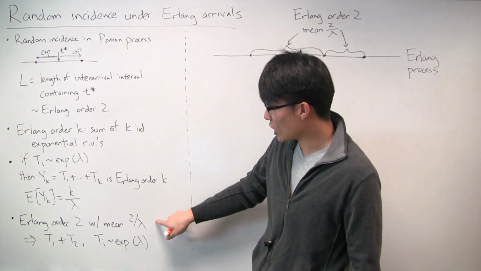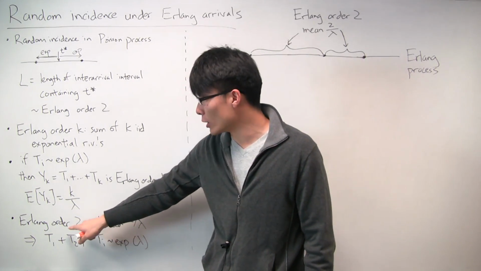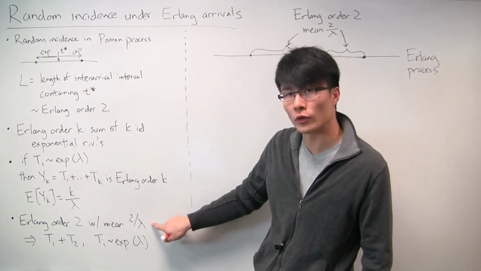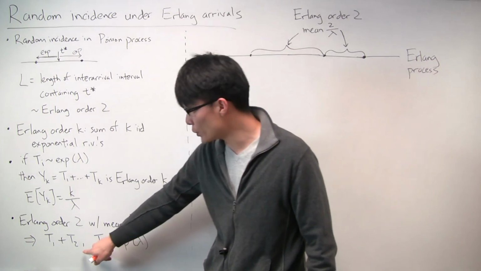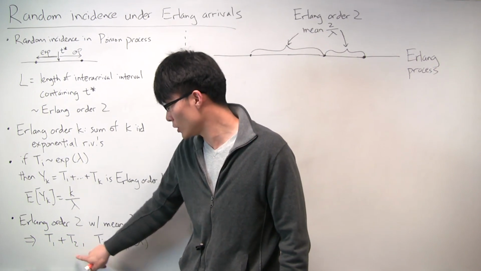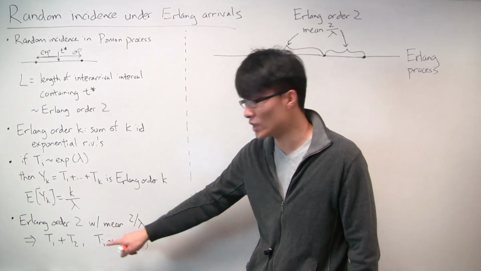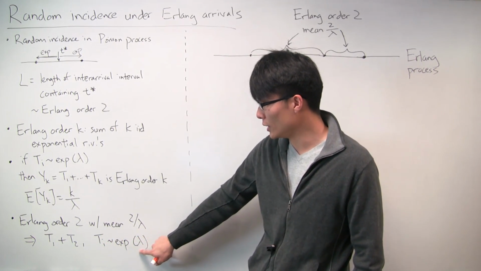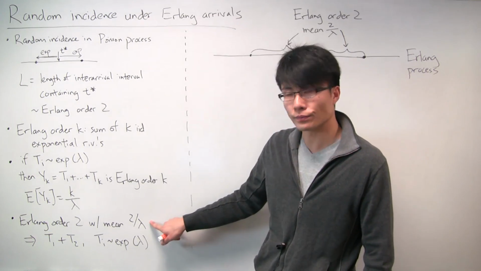So as a consequence, if you have an Erlang random variable of order 2, and that random variable also has a mean of 2 over lambda, we can interpret that random variable as just being the sum of two exponential random variables, two IID exponential random variables, t1 and t2, where each one is exponential with the rate lambda.